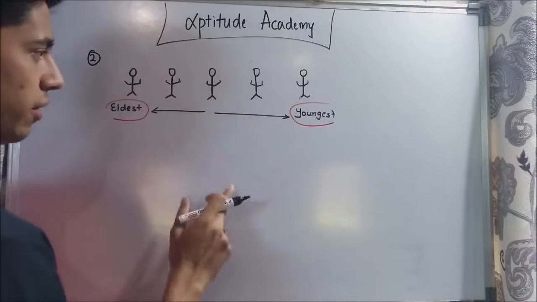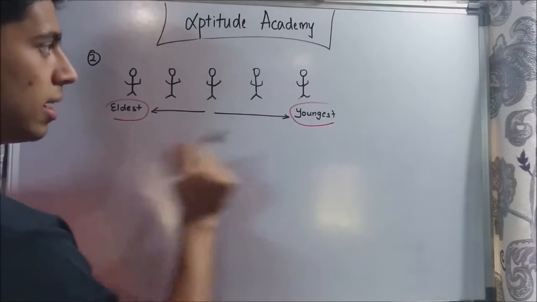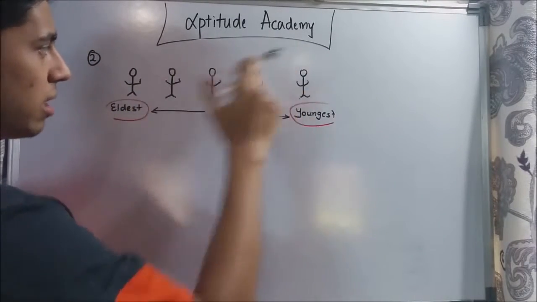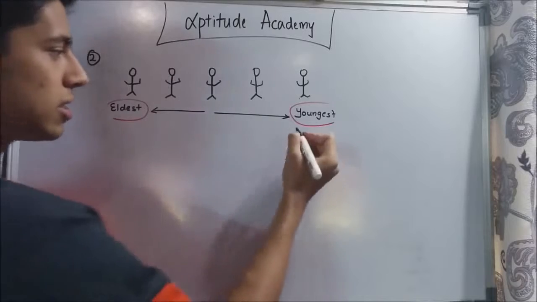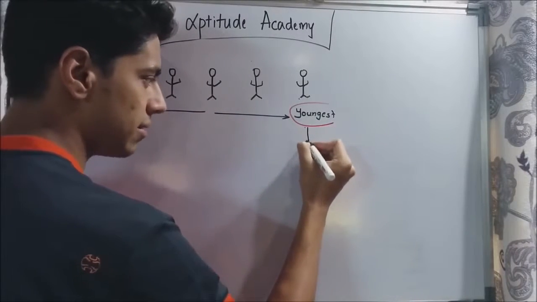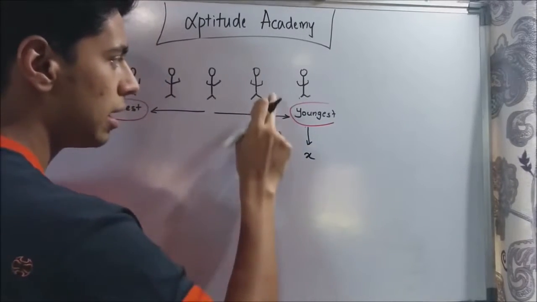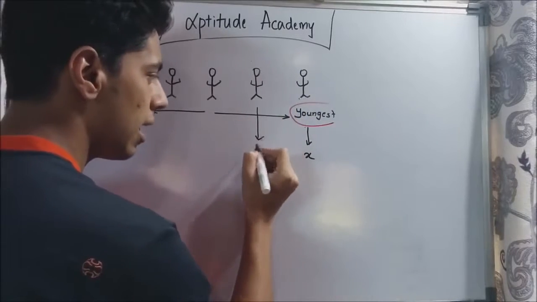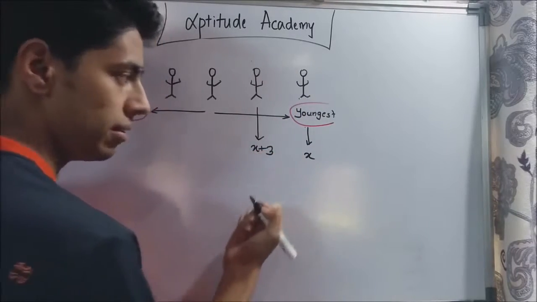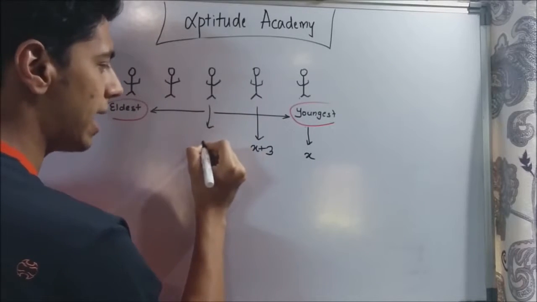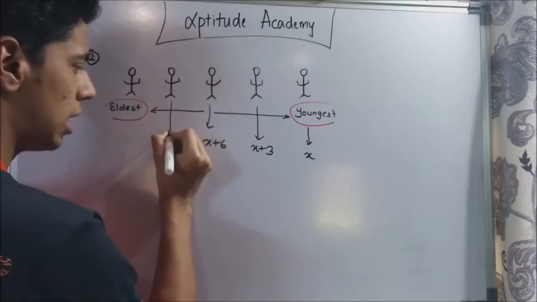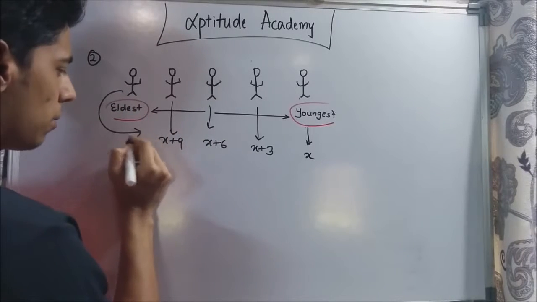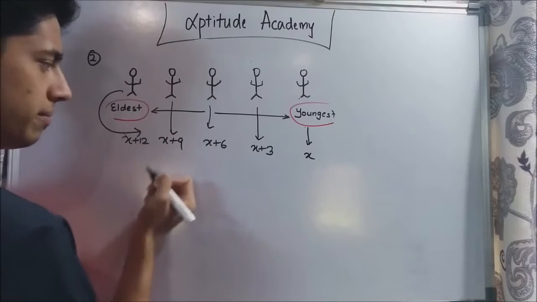Now let us say these are the 5 children. He's the youngest and he's the eldest. Now it's obvious that he was born first, then the rest came at an interval of 3 years each. Now let us assume that this fellow's age is x. Alright, now this guy was born 3 years before this guy. So he will be 3 years elder than him. So x plus 3. This fellow will be x plus 6. He will be x plus 9. And this guy will be x plus 12.